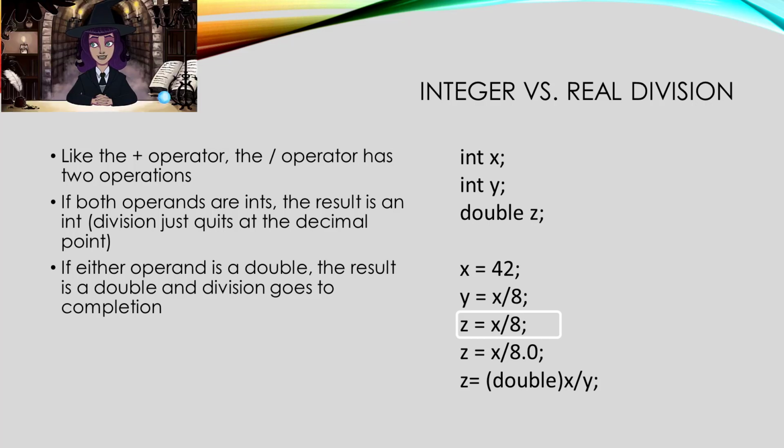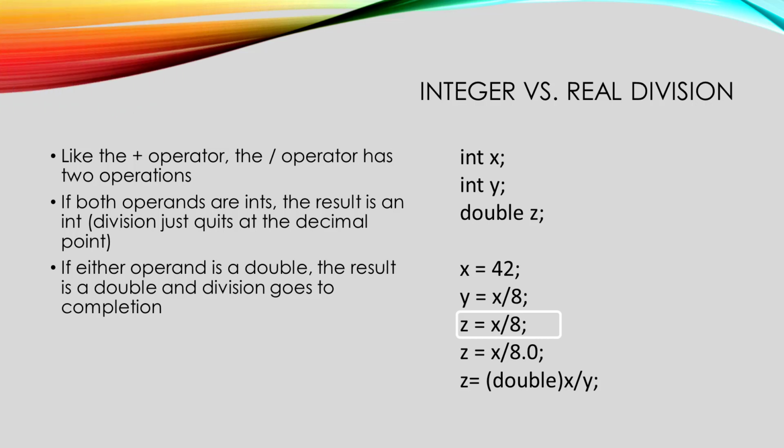Remember, assignment statements evaluate the right-hand side and then store into the variable on the left-hand side. So the computer was not even aware that the value was going to be stored into z, which is a double, at the time when it was doing the division. Exactly. When the machine stores that 5 into z, it'll convert it to a double and store 5.0 into z.